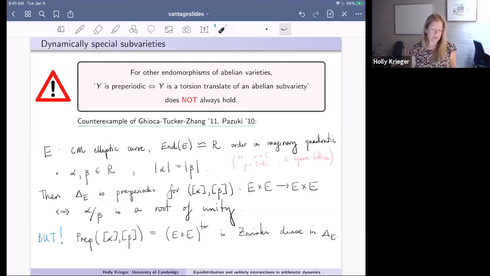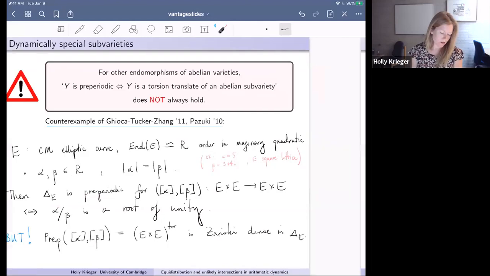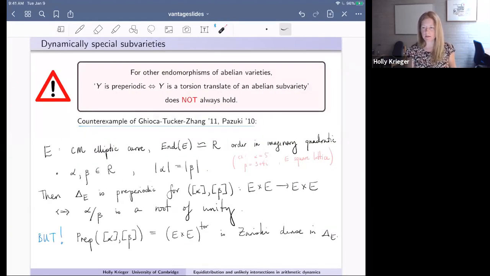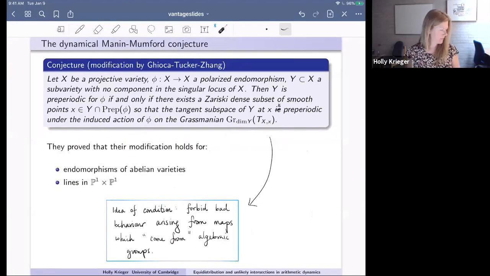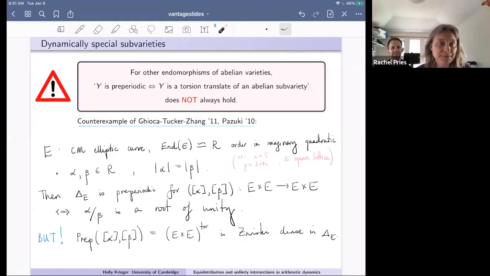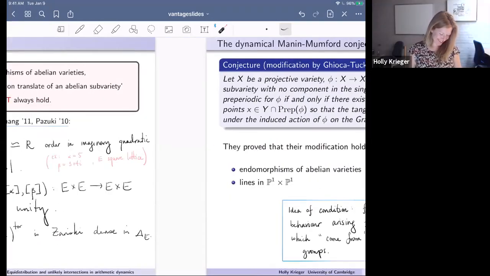All right, so to resolve this issue, Ghioca, Tucker, and Zhang proposed the following modification of the dynamical Manin-Mumford conjecture. Using the equality here is to get the polarization, to answer Allison Miller's question. Okay, in order to have a polarized endomorphism, we want them to have the same degree, essentially. Maybe I should pause and see if there are other questions about that before I continue. It's going really well, Holly. Oh, thank you, Rachel. All right.